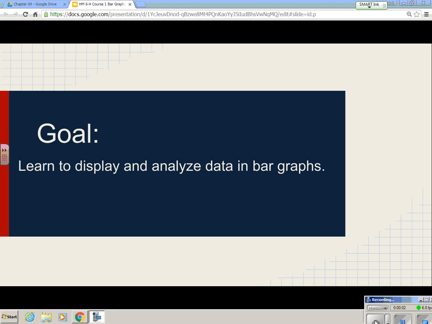All right, today's goal is going to be able to learn to display and analyze bar graphs. We're going to try to see how well you can do at putting data together in bar graphs. Write this down and move on.